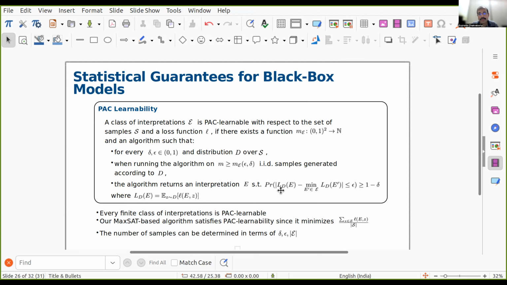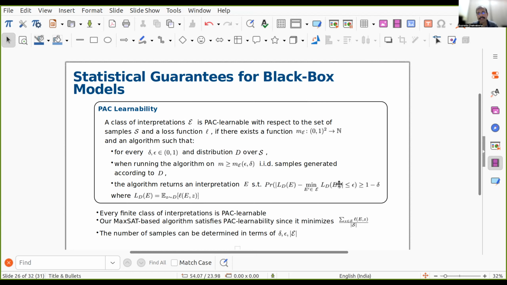if you took that interpretation and ran it, so this is the loss function of the given interpretation over the entire sample space distributed according to distribution D, you will get some loss value. And if you took the best loss that you could have obtained from this class of interpretations when considering the entire sample space, then the difference between these two cannot be very large with very high probability.